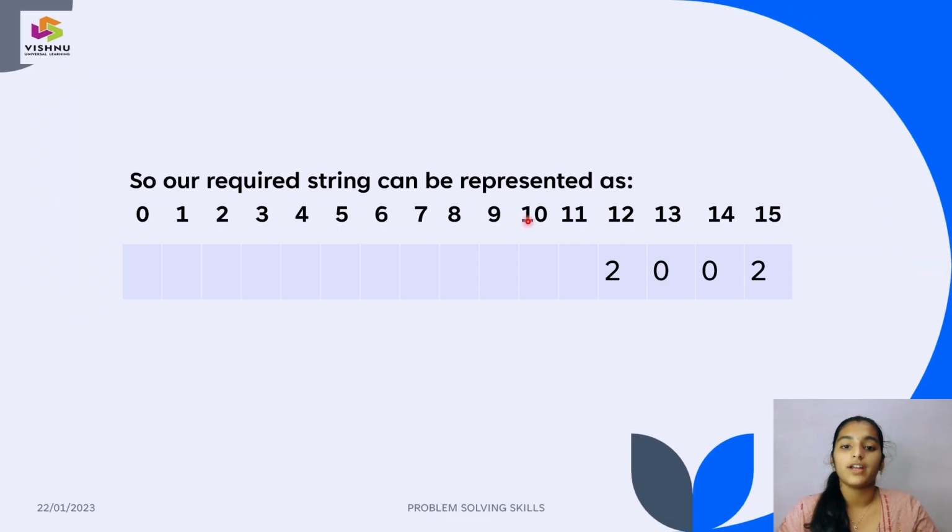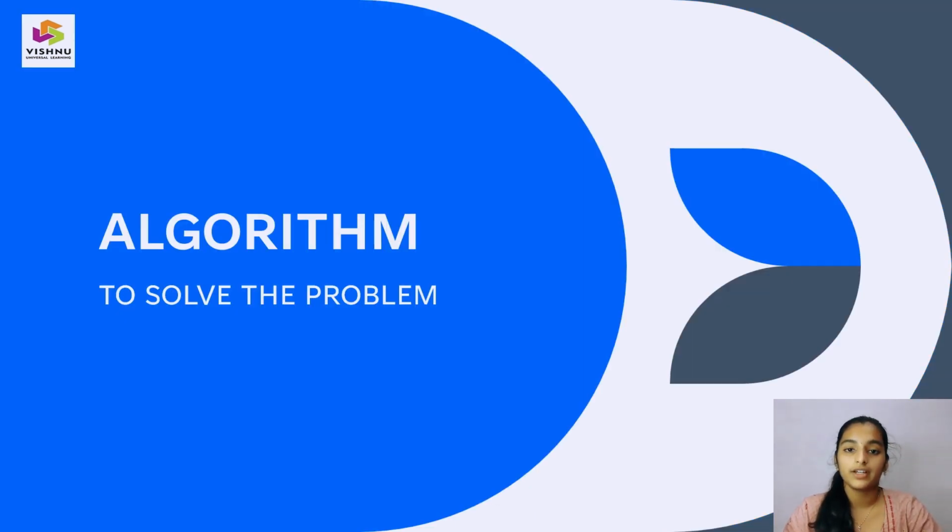So our required string can be represented as this, in which the last 4 are always the birth year, and we have to set up conditions till this one, like we have to apply 8 alphabets and 4 special symbols, all the conditions in these indexes. So let us design our algorithm to solve this problem.